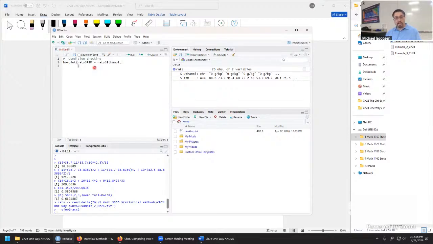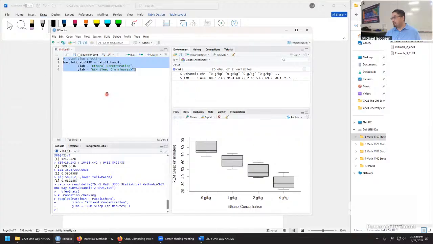We're probably going to want some labels. So we'll say for the X label that this is going to be ethanol concentration. For the Y label, we'll say that that's going to be the REM sleep duration. Well, I'll just say REM sleep in minutes to keep the title from being too long. And that does the job. This is our visualization of the data as simultaneous box plots.